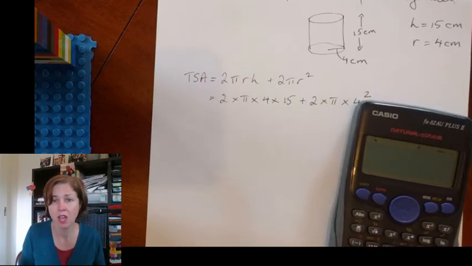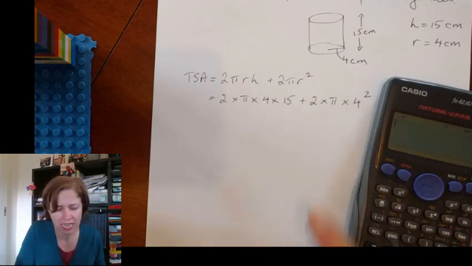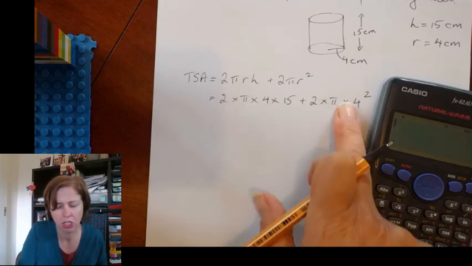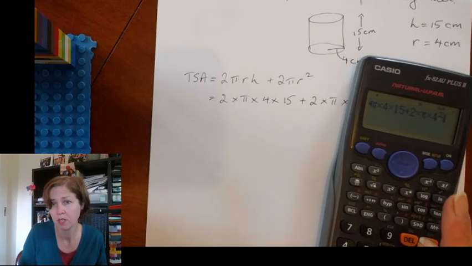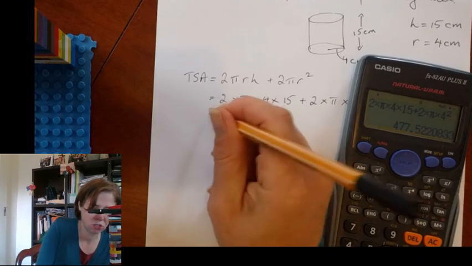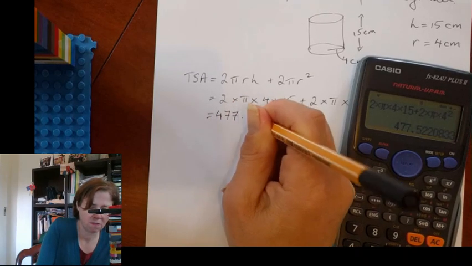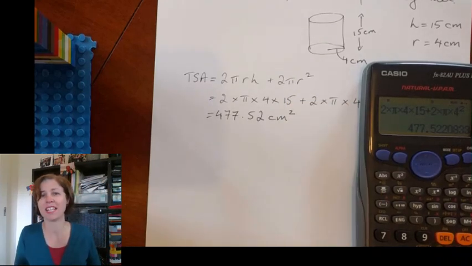Then I'm going to put that all into my calculator, all in one line. I could do it separately and work out this number and then work out that number, but I don't need to. I don't need to know just this part separately and just the two end circles separately. I'm just going to put it all in one line. 2 times pi times 4 times 15 plus 2 times pi times 4 squared. And there it is. I hit enter. I get 477.52 centimeters squared. Don't forget to write your units. All right, that's the first example.